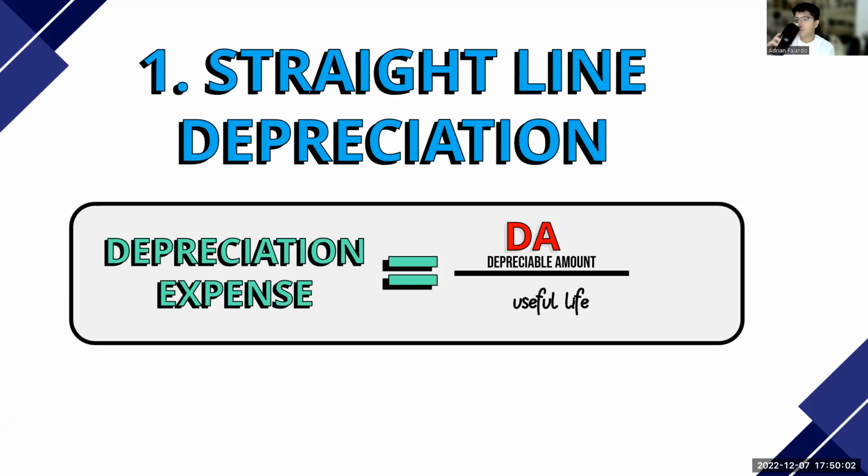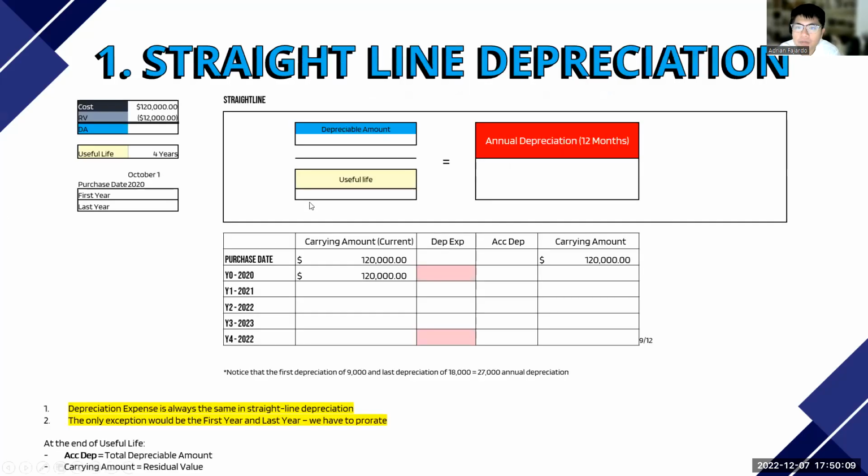So let's look at this problem from straight line depreciation. What was given in the problem were 4 things. The cost of that equipment was 120,000. Second, the residual value is 12,000. And then, its useful life is 4 years. And then, it was bought on October 1. Now, so that you don't get confused, I want you to understand that there is a mid-year purchase.